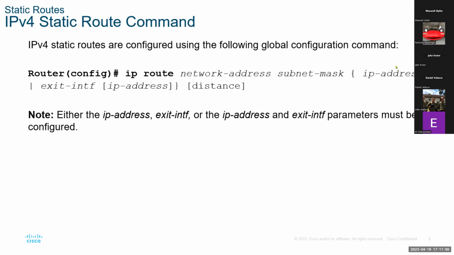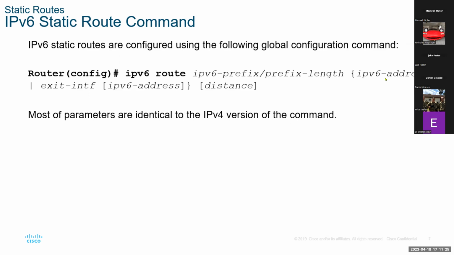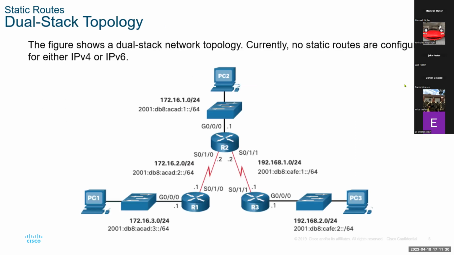IPv4 static routes are configured using the following global configuration commands. And you can see it has the IP route, network address, subnet mask, and then IP address or exit interface, IP address, and then distance. And then there's a note: either the IP address, exit interface, or IP address and exit interface parameters must be configured. And then this is the same thing, just with IPv6.